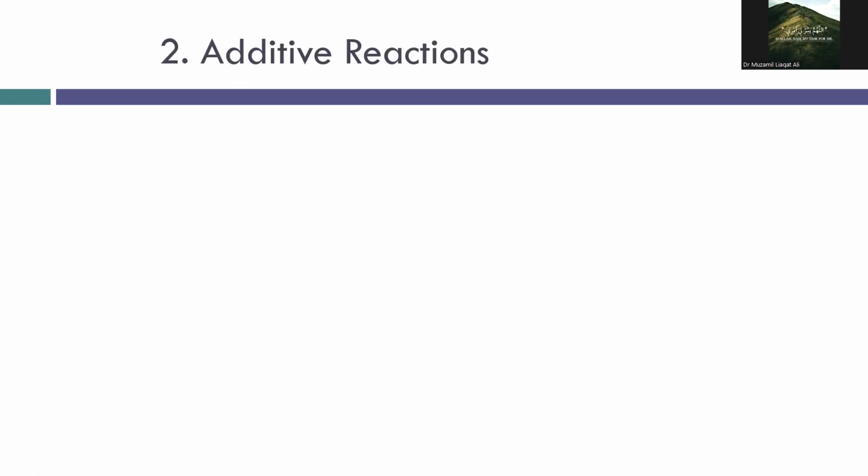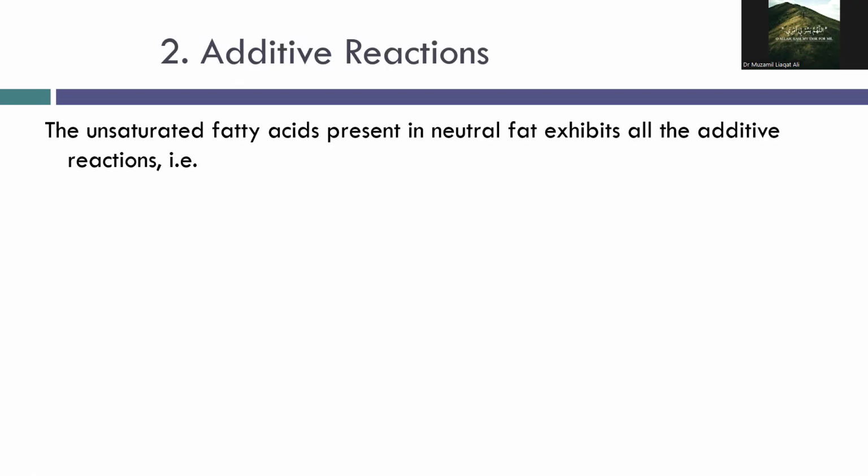So what about the additive reactions? Unsaturated fatty acids undergo addition reactions. The very first one is the hydrogenation. That means it adds hydrogen across double bonds. Liquid oils become solid fats. This is how banaspati dalda is made from cheap cottonseed oil.